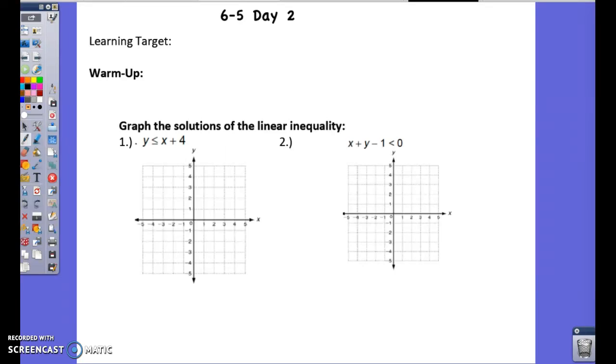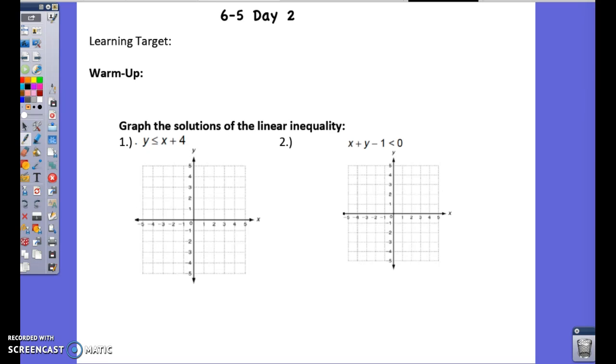Okay, today's lesson is section 6.5, but day 2. There are 2 warm-up activities that we're going to do here. The learning target is the same as yesterday. However, with these 2 warm-up activities, I'm going to give you a little bit of time to try them on your own. So why don't you hit pause right now and take a little bit of time to do it. And when you return, I'll walk you through the process of how to arrive at the solutions.